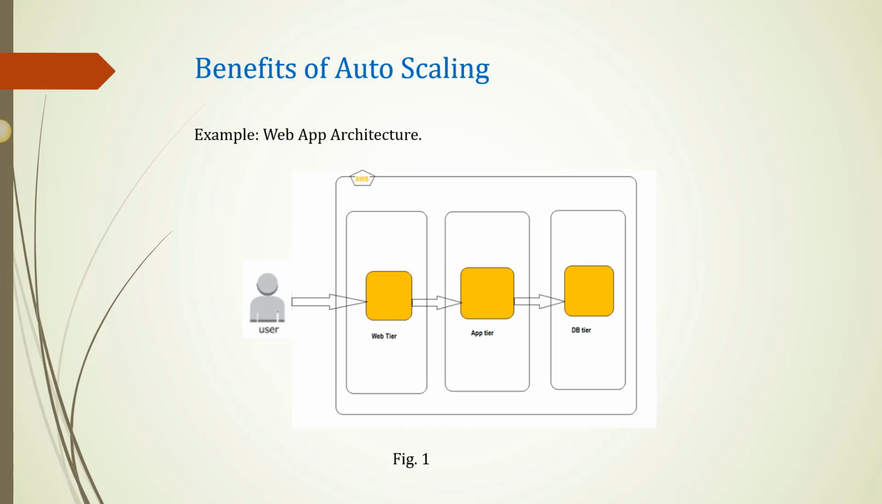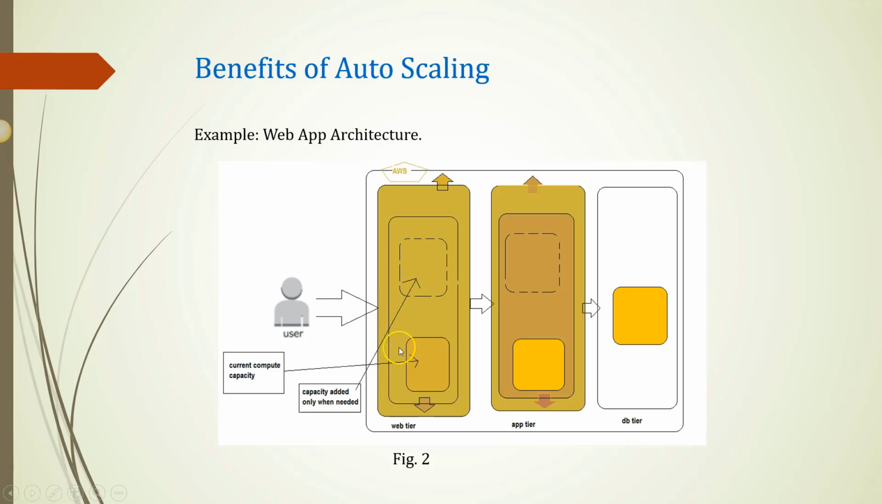For this scenario, we can use the autoscaling feature. I can show you. Here you can see that we have one EC2 instance in the web tier, and the user is trying to access the web tier from the public internet. Right now this is the current compute capacity, and suddenly the number of users increases. The capacity will be added only when needed. Autoscaling will launch one more instance in that same subnet. The same applies for the application tier. So autoscaling is the best feature to use in this type of scenario. These are all the benefits of autoscaling.